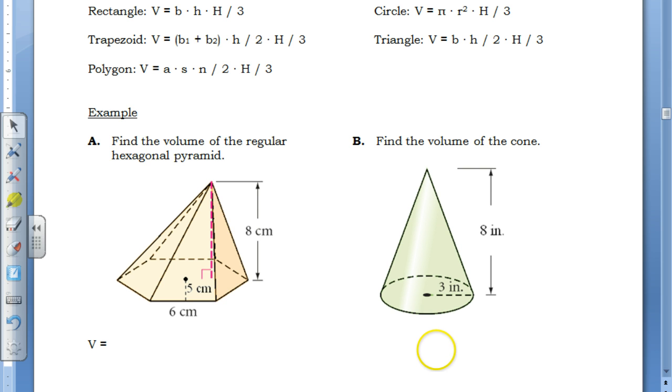So the volume of this hexagonal pyramid is the apothem, which is 5, times the side length, which is 6, times the number of sides, which is 6, divided by 2, times the height of the pyramid, which is 8, and then divided by 3. So 5 times 6 times 6 divided by 2 times 8 divided by 3, I get 240 cubic centimeters.